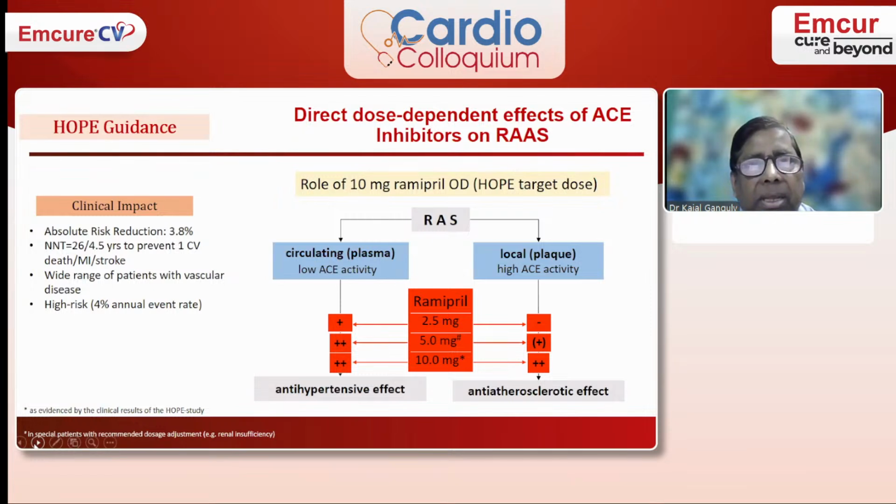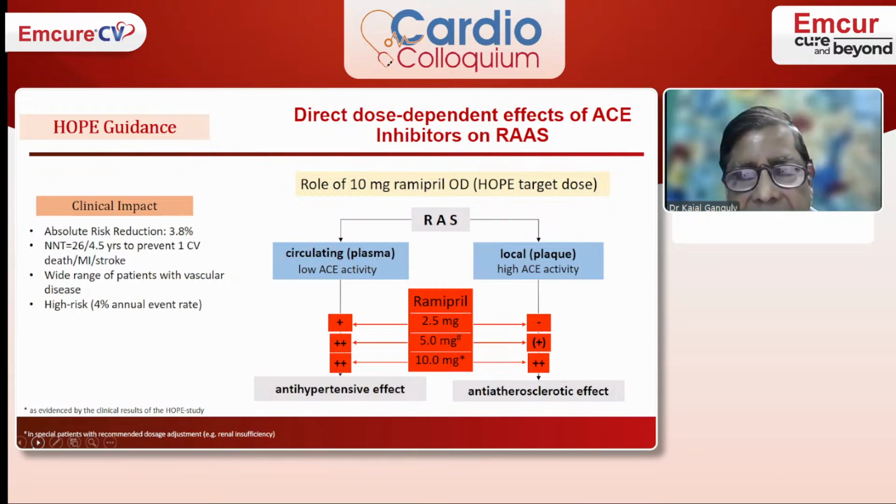So, clinical impact: absolute risk reduction was very good, very encouraging, 3.8%. NNT, that is number needed to treat, is 26: 26 patients treated for 4.5 years to prevent one CV death, MI, or stroke. A wide range of patients with vascular disease are included. High-risk patients, 4% annual event rate. 10 milligram ramipril OD in the HOPE trial. It was given to the high-risk patients.